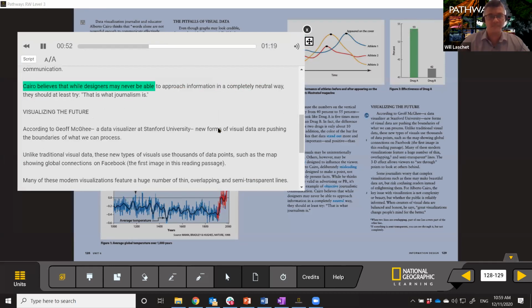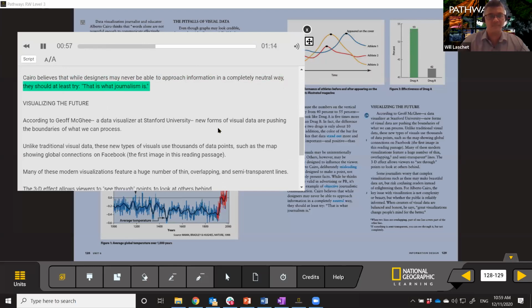Cairo believes that while designers may never be able to approach information in a completely neutral way, they should at least try. That is what journalism is.